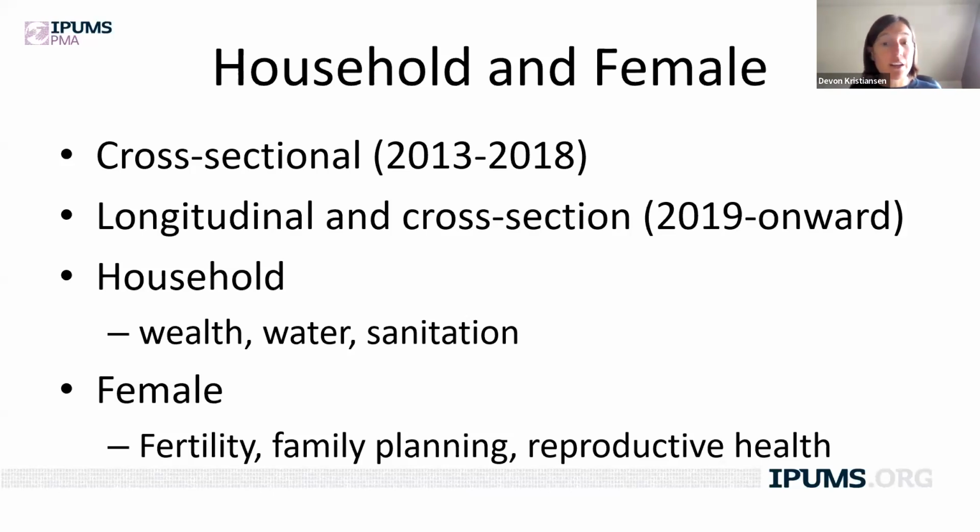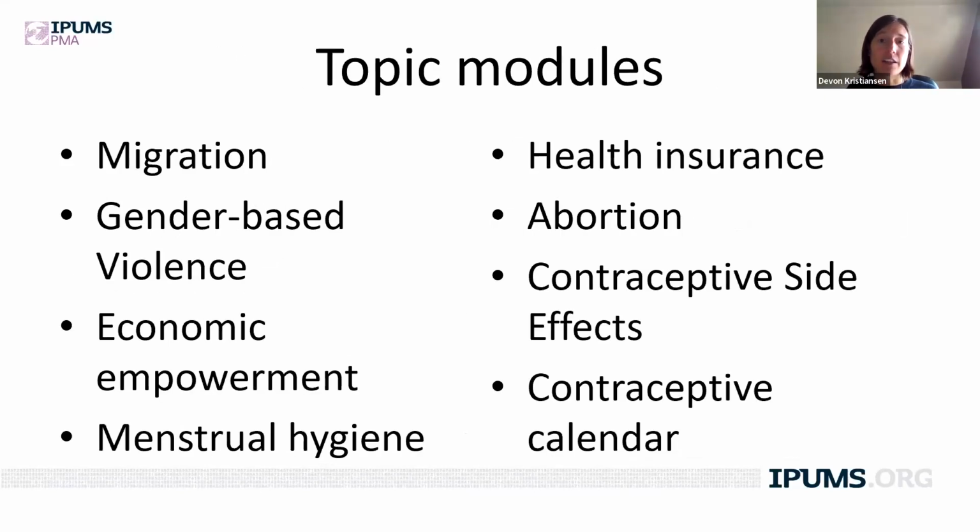And then on the female level, the surveys can get quite long. They have a lot of data on fertility, family planning, and reproductive health, as well as other topics that come in and out as needed. Those other topics include migration, gender-based violence, economic empowerment, menstrual hygiene, health insurance, abortion, contraceptive side effects, and a contraceptive calendar, very similar to the DHS's contraceptive calendar.